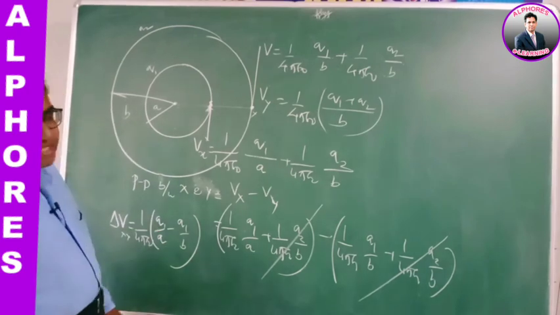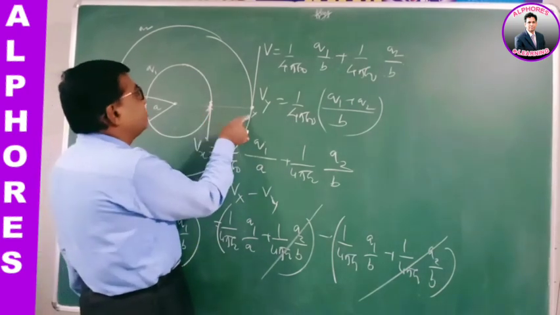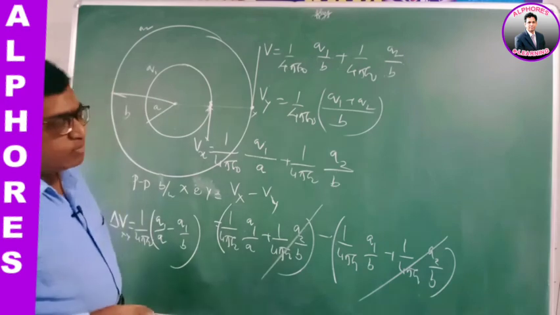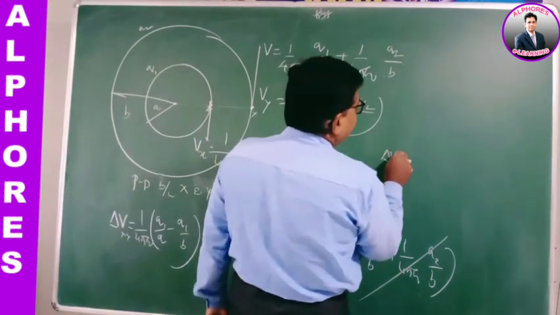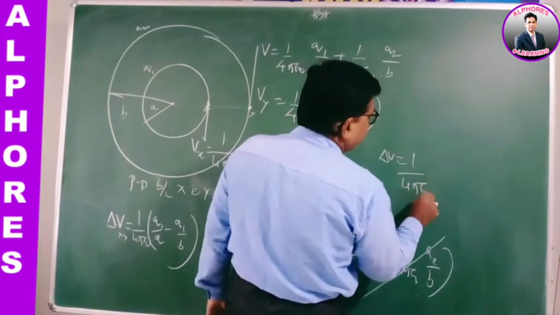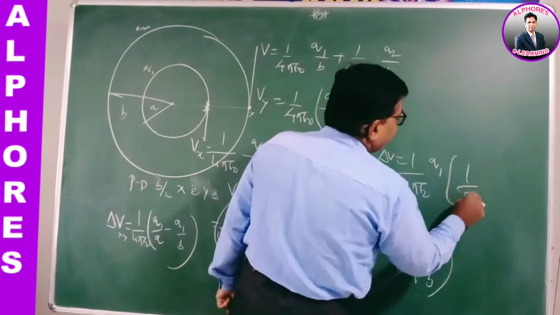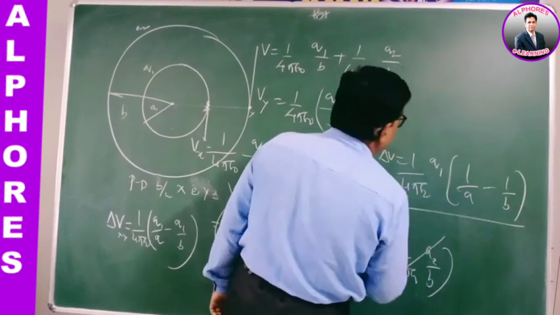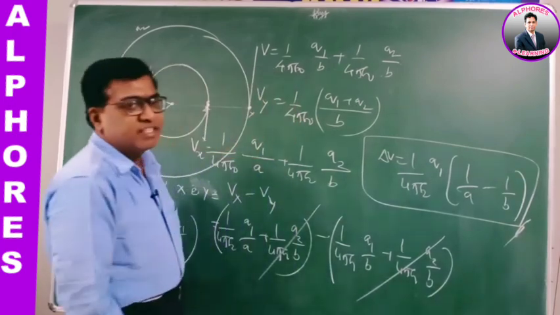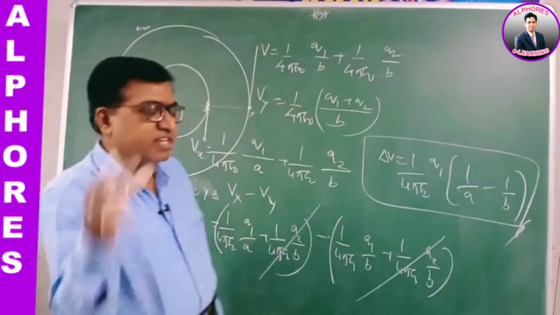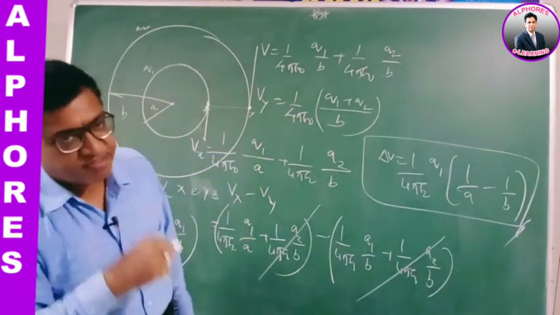So potential difference is independent of the charge on the outer sphere. So delta V is equal to 1 by 4 pi epsilon naught Q1 bracket 1 by A minus 1 by B. It's independent of the charge on the outer sphere. Suppose some extra charge is given to the outer sphere. This is a previous entrance question.